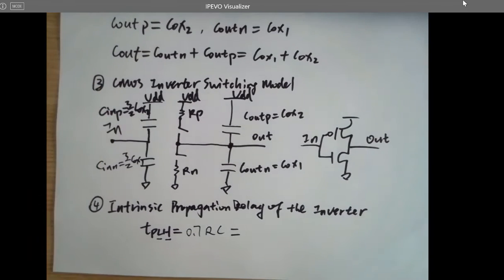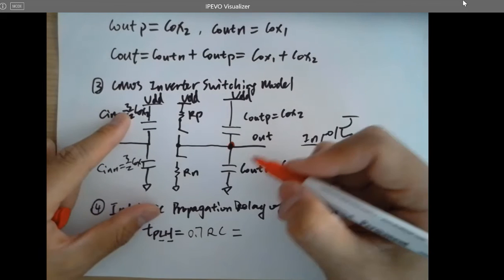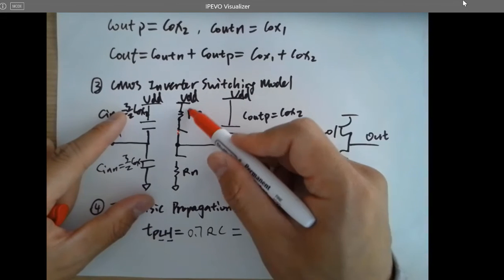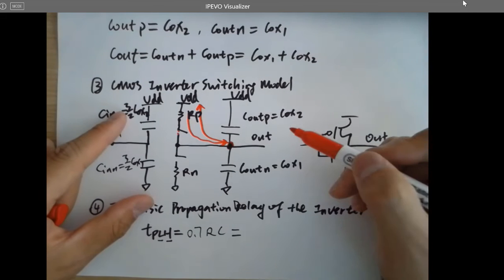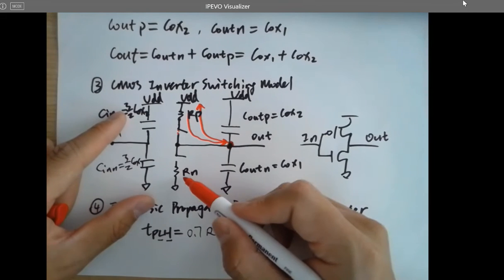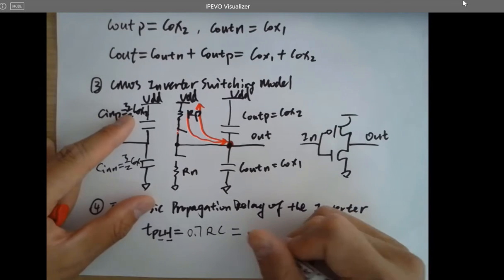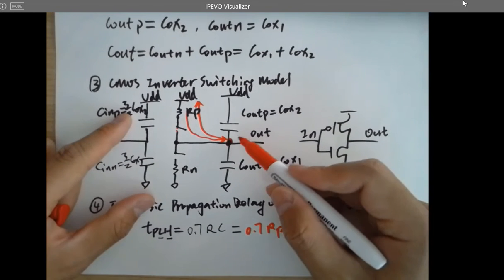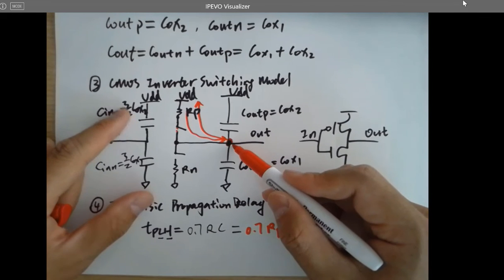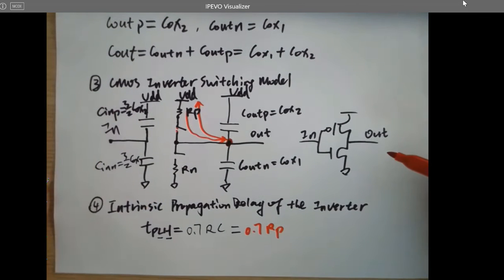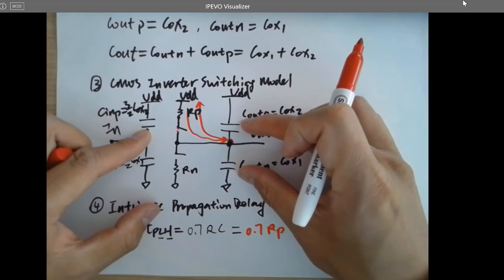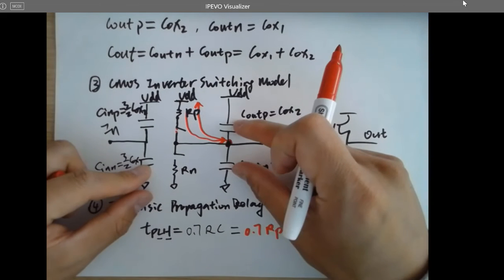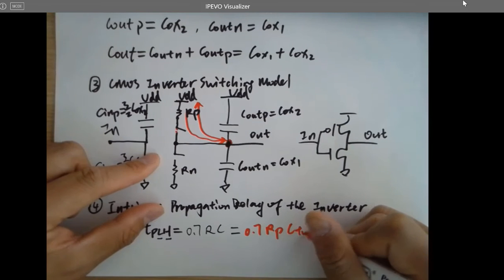Whenever the output is being changed from low to high, this switch will be closed, and it's drawing current from here, or you can say it's being pulled up to VDD. So this R is not doing anything. It's going to be 0.7 RP, right? And C is the capacitance, it's C out overall. So it has to be both of the capacitors, because this node is connected to both of them. C total.